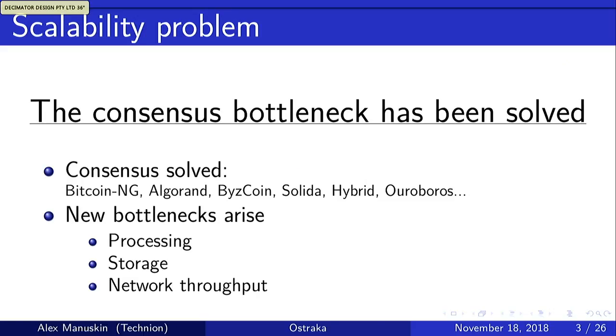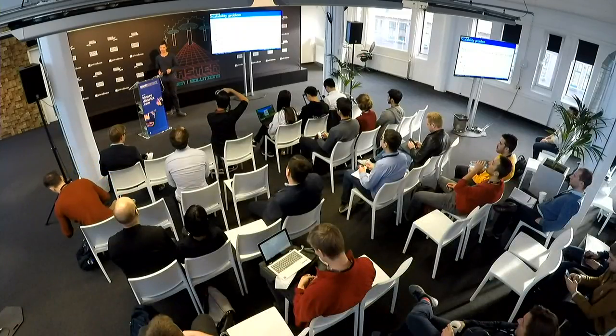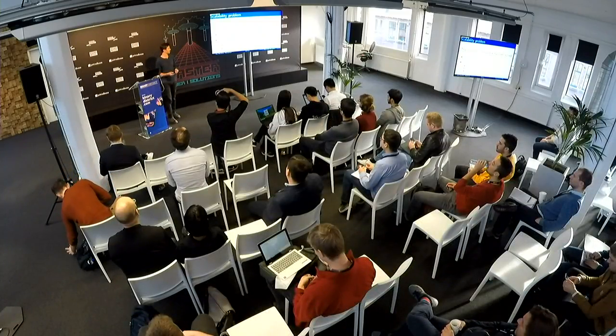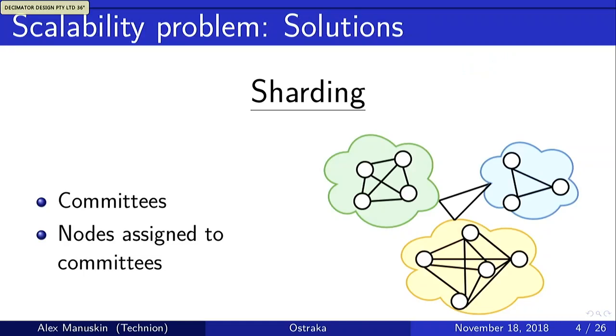So while this happens, we are starting to see new bottlenecks. We still want nodes to be able to process, store, and propagate transactions across the network. So all of these can or will become bottlenecks in the future. So let's see what are the current solutions that are trying to mitigate these problems.